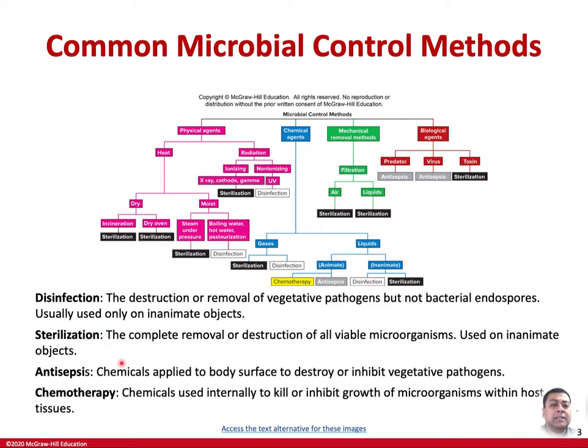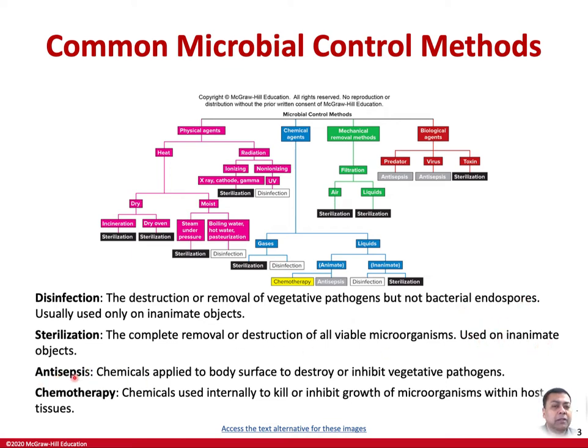The next is sterilization. These are the processes which can sterilize, all in this black background with white lettering. Sterilization is the complete removal or destruction of all viable microorganisms. And this is also used on inanimate objects. So the difference between them: in disinfection, you kill all vegetative pathogens, but not the bacterial endospores. Sterilization will destroy all the vegetative pathogens, of course, along with all bacterial endospores.